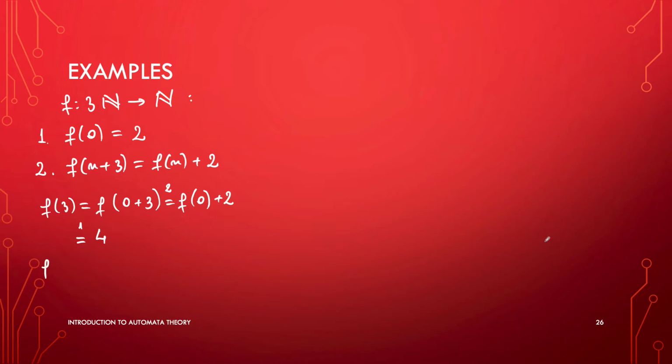We can also take f of 6, for example, and we can say, well, f of 6 is f of 3 plus 3, and using condition 2 in our definition, this is going to be f of 3 plus 2, and f of 3 we just calculated that it's equal to 4, so that's going to give us 4 plus 2 equals 6. So that's one possibility of a recursive definition for a function.